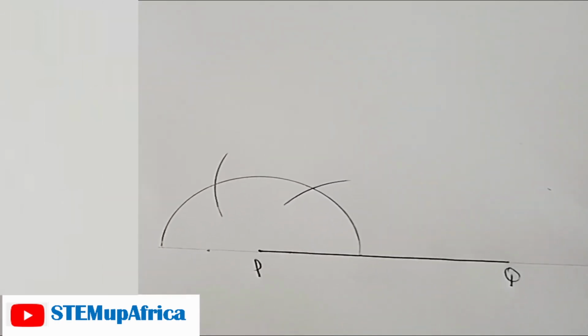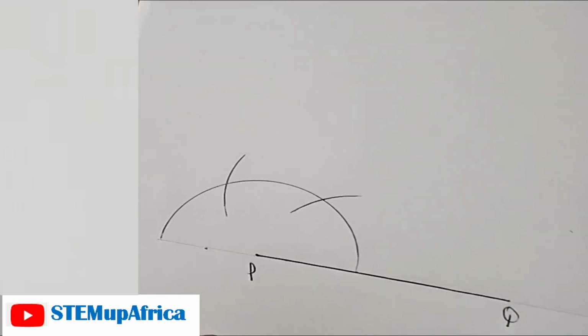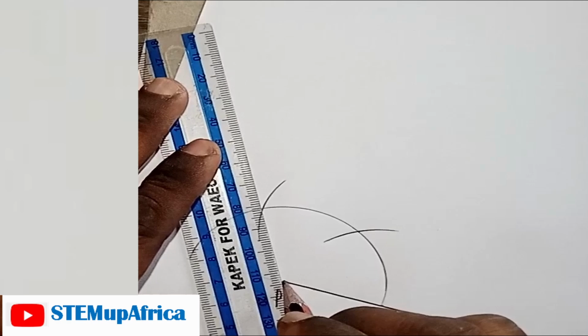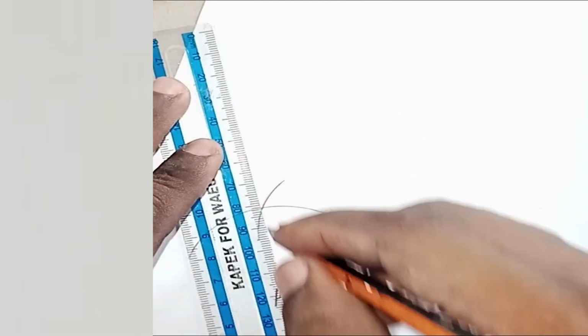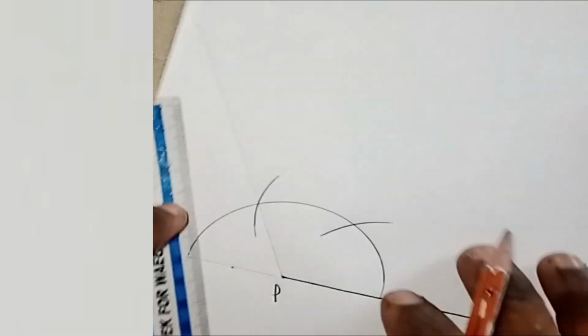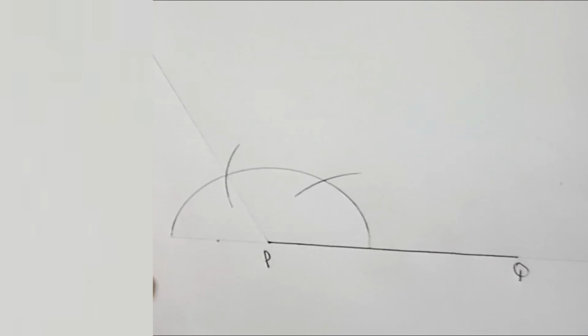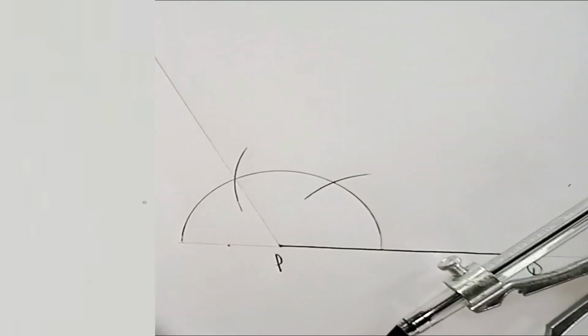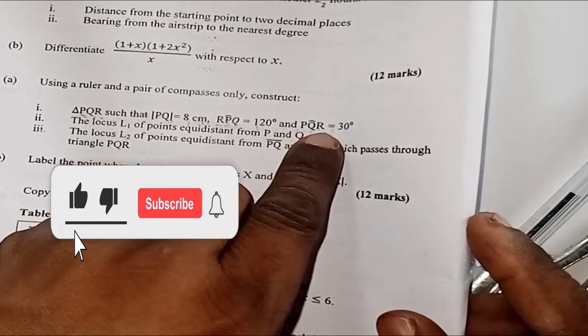Although they didn't give us the length of PR, since they didn't give us the length, I will draw from P with a faint line that is not thick, to any suitable length, because I don't know the length of PR. So they also said angle Q here is 30 degrees.